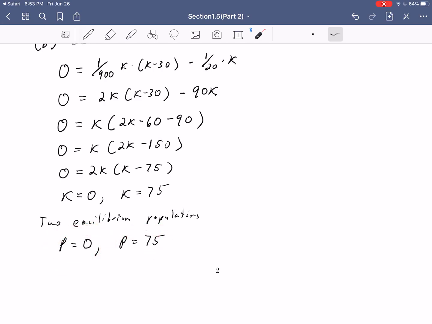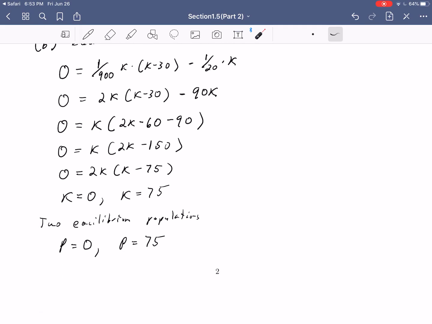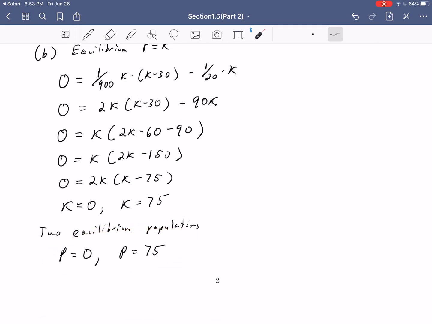P equals 75 is basically saying that the growth in the herd, based on that sort of model here, especially since we're over the threshold, there'll be positive growth in the herd, but it'll be completely balanced by the amount of deer that are eaten by predators. So there'll be a perfect balance between the new members and what are then also consumed by the predators. So we've got 2 equilibrium populations there.